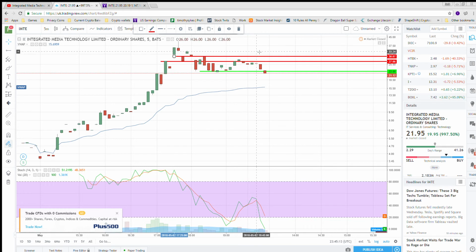So we know that if the stock comes back up, there's going to be sellers at 27 and around 27 and sellers around 30 to push the price back down, and there's going to be buyers at 22 if this level holds. We will find out tomorrow. Who knows if it's going to go up, who knows if it's going to go down.